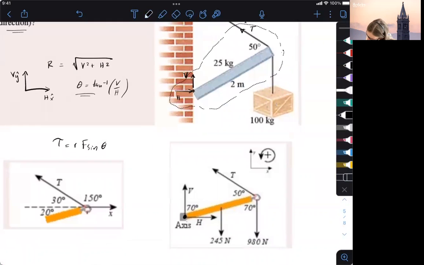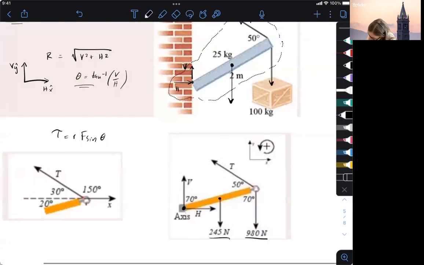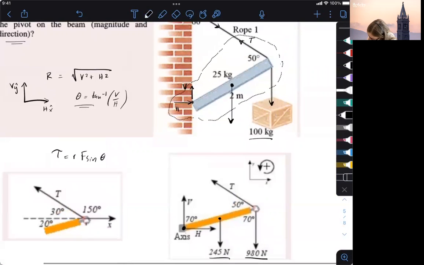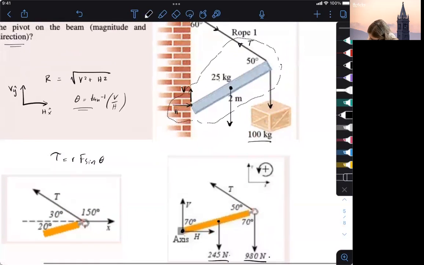Okay. Then this force that you see here is actually just the weight of the bar. The weight of the bar is going to act coming down from the center of mass. And then the weight that you see here is the weight of this box. So we were given the masses. So this is 100 kilograms times gravity. This is 25 kilograms times gravity. Okay, so far so good.